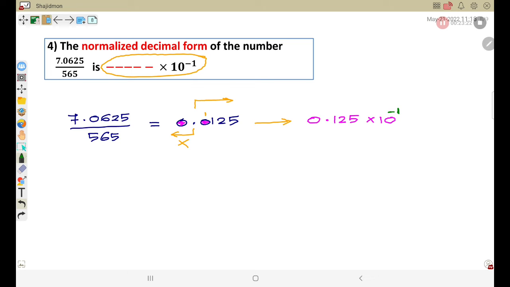In that question, we need to fill this portion, 0.125 multiply 10 power minus 1. So, this is the idea about the normalized decimal form of the number. I hope you understood the ideas from this topic, how to write a number in normalized floating decimal point form.